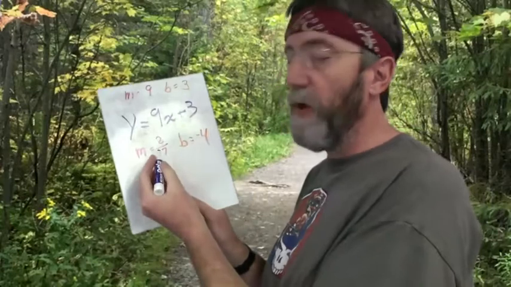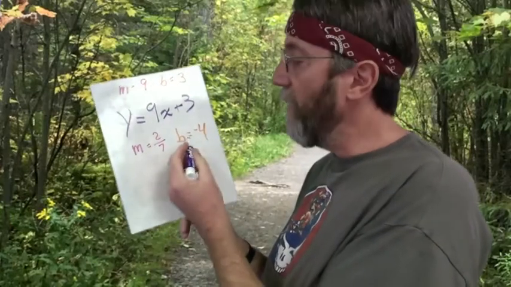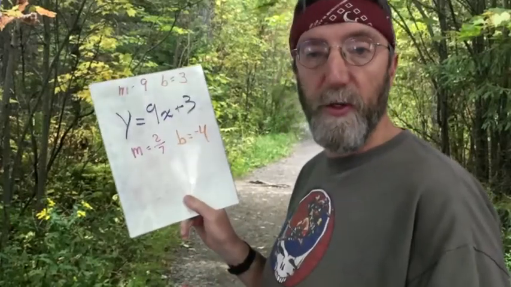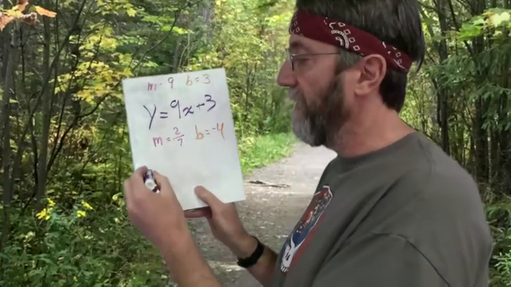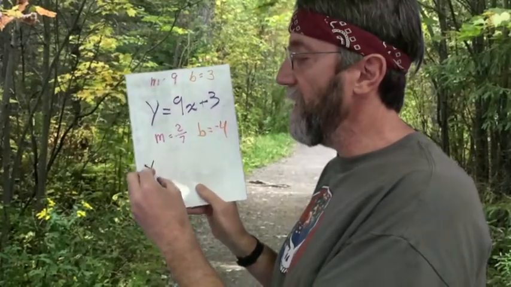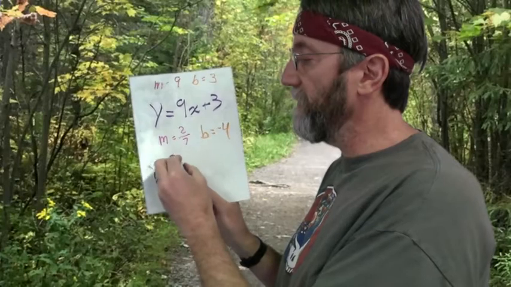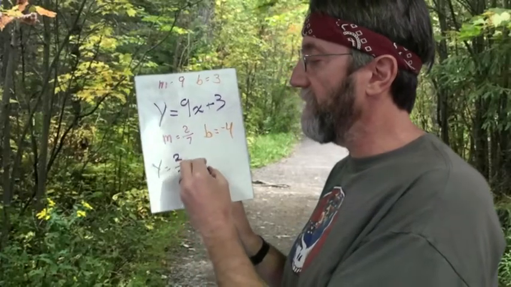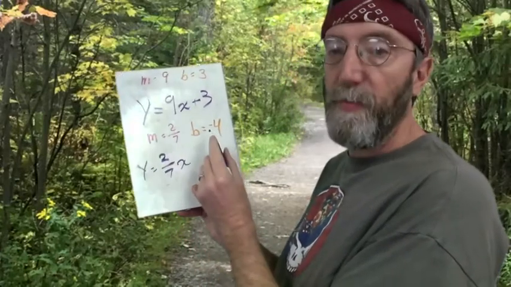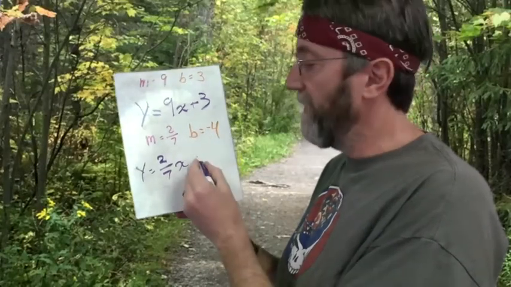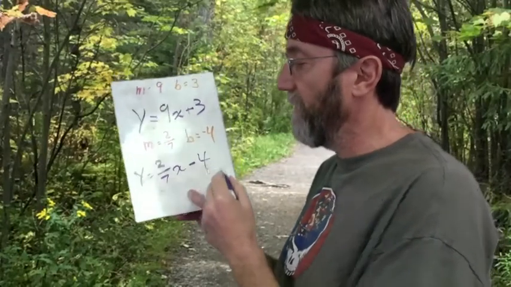Let's suppose you have a slope of 2/7 and a y-intercept of -4. What's your equation going to be? Here we go. y equals 2/7 x. Now it's plus b, but because we have a negative, it's going to be -4. Did you get that one?